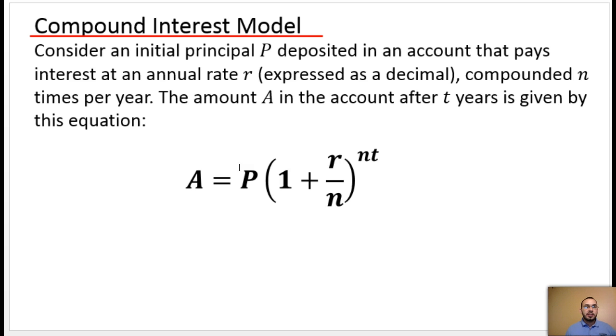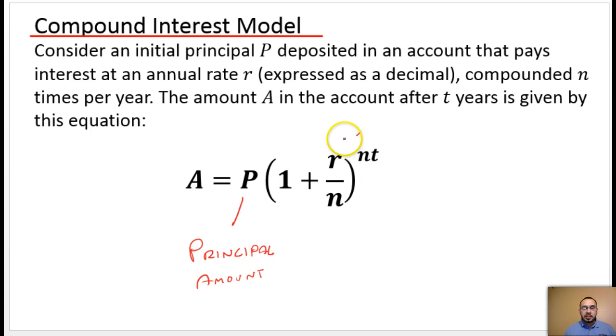The last model that we're going to look at is the compound interest model. So consider an initial principal, P, deposited into an account that pays interest at annual rate R, expressed in decimals again, compounded n times per year. The amount A in the account after t years is given by this equation. So what does this mean? This means if you have a savings account, you put in an initial amount of money, that is known as your principal.